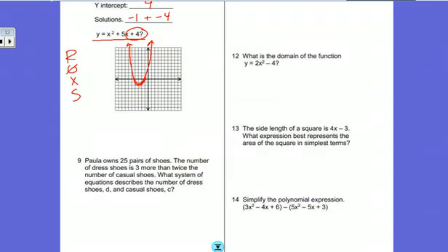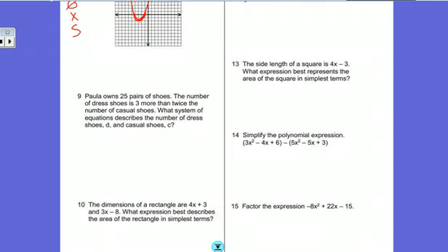Alright, number 9. Paula owns 25 pairs of shoes. The number of dress shoes is 3 more than twice the number of casual shoes. What system, and remember, system means 2 equations, can describe the dress shoes, which is D, and the casual shoes, which is C? So she has a total of 25 pairs. That means dress shoes plus casual shoes equals 25.